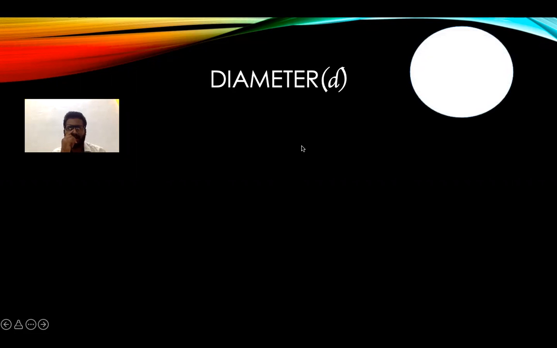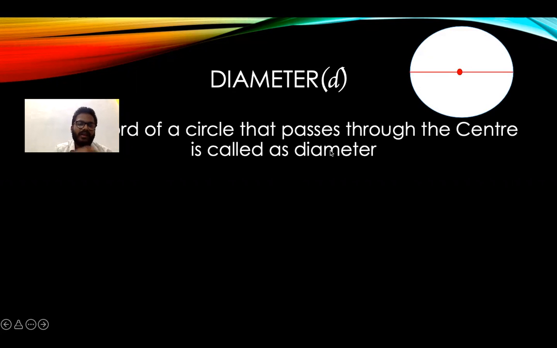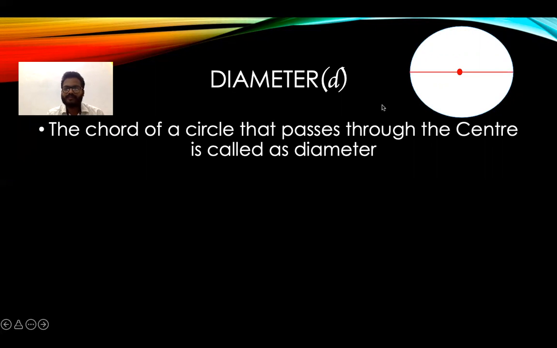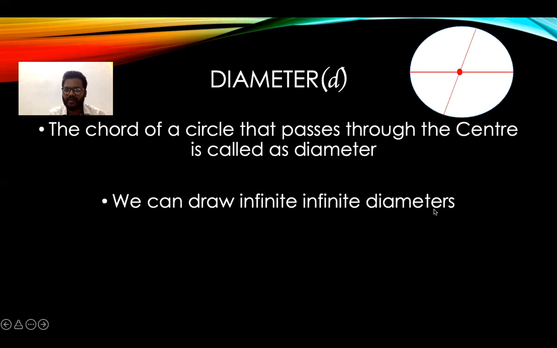And let us see what is diameter. See here, I have a circle and this is the center. Now, if I draw a chord that passes through this center, then we call that chord a diameter. So what is diameter? A chord of a circle that passes through the center is called a diameter. Okay, now we can draw one more diameter like this, right? The same way we can draw infinite number of diameters to a circle.